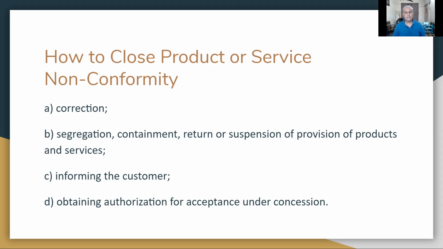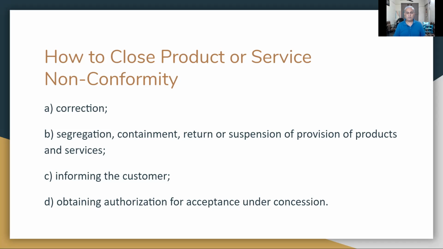The second is, if the product is supplied by the supplier, then we may return the product to him. Otherwise, we have to suspend the provision of the product, that is, we have to just discard the product, nothing can be done, right? So in all the four cases, point B can be done in this way.